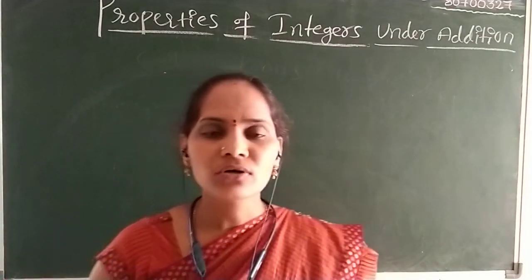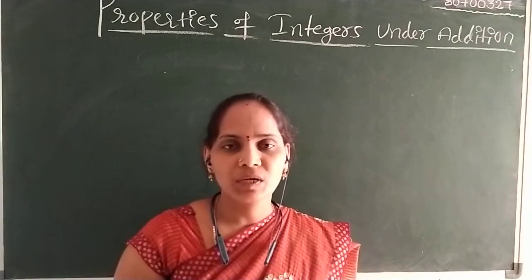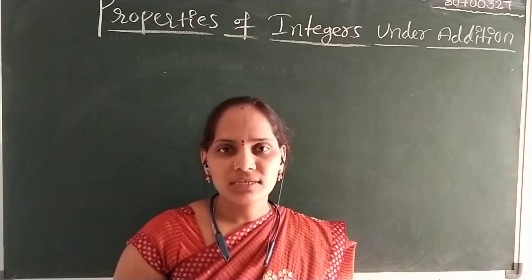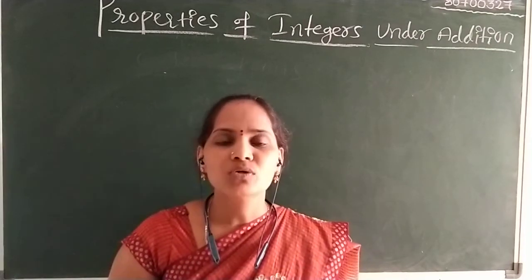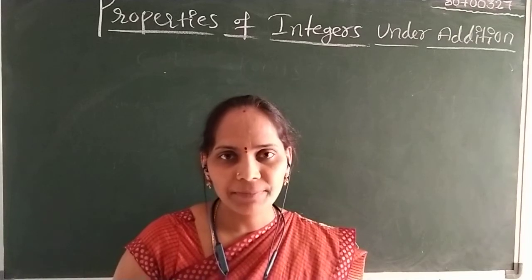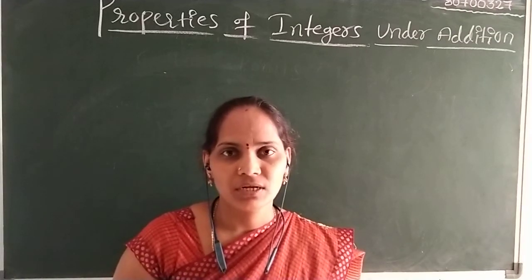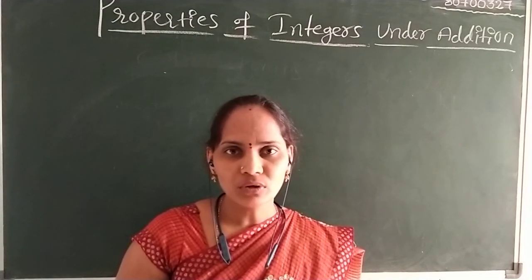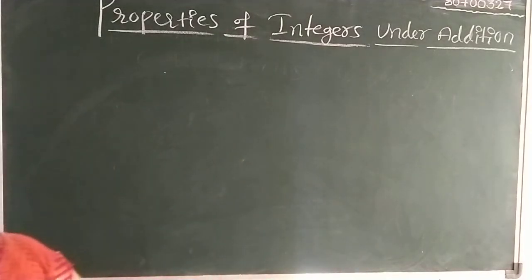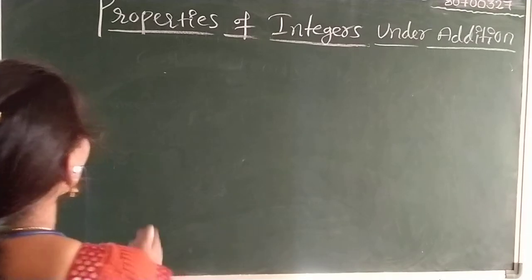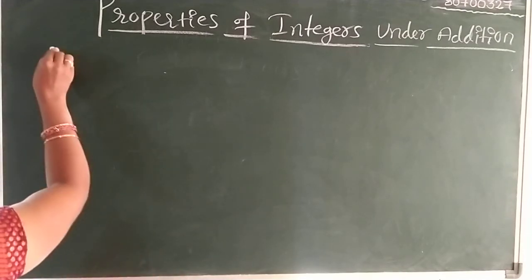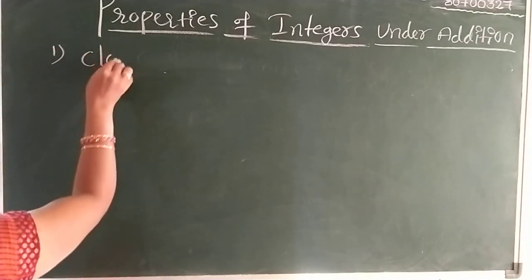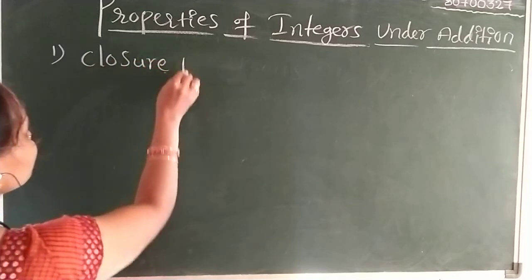Actually, you have three types of properties. According to your syllabus, you have closure property, commutative property, and associative property. These properties I will now explain. See here, the first property is closure property.